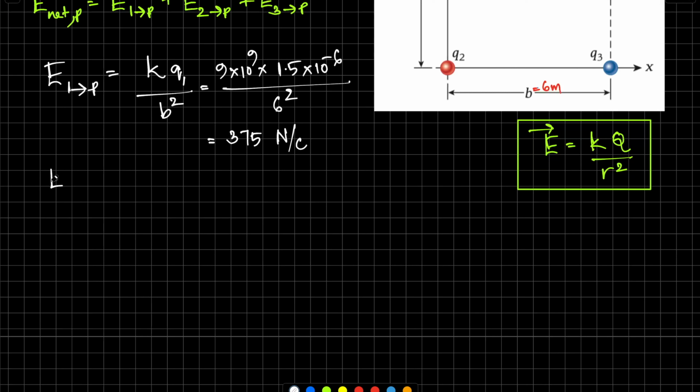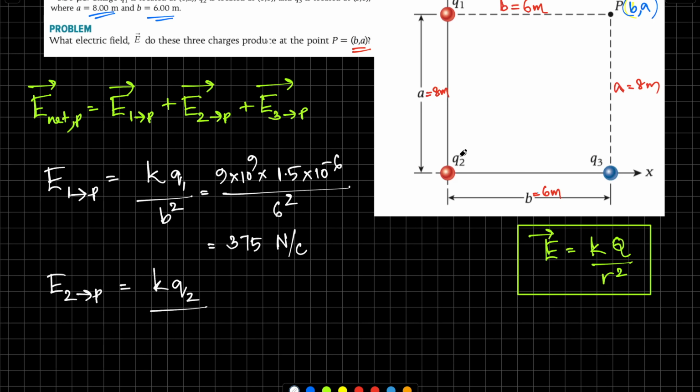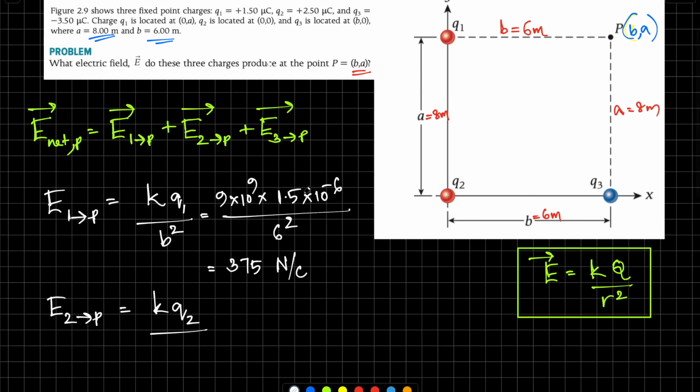Okay, so let's find E2, the electric field by charge 2 at point P. The equation is K Q2 divided by the distance between charge Q2 and point P. So this is that distance. How do we find that distance? It's very simple. We can use the Pythagorean theorem. I'll connect these 2 points.